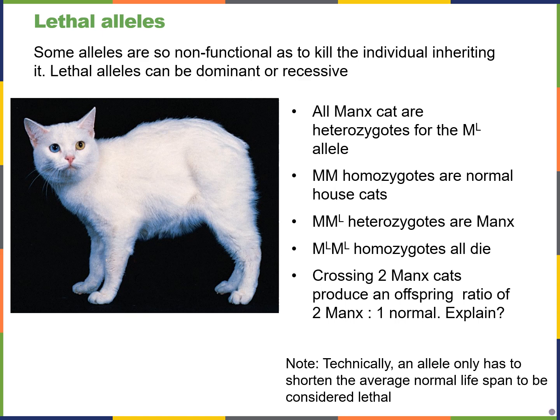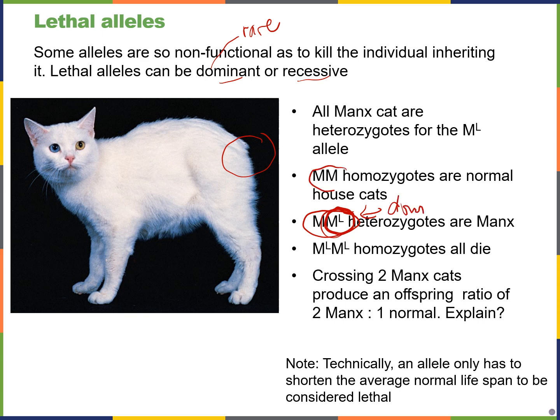Besides alleles that cause disease, we also have lethal alleles, alleles that are deadly. And these can be dominant or recessive, but luckily the dominant lethal alleles are very rare. One example from our book are Manx cats. Manx cats are heterozygous and they have a shortened tail. The lethal allele is dominant in this case.